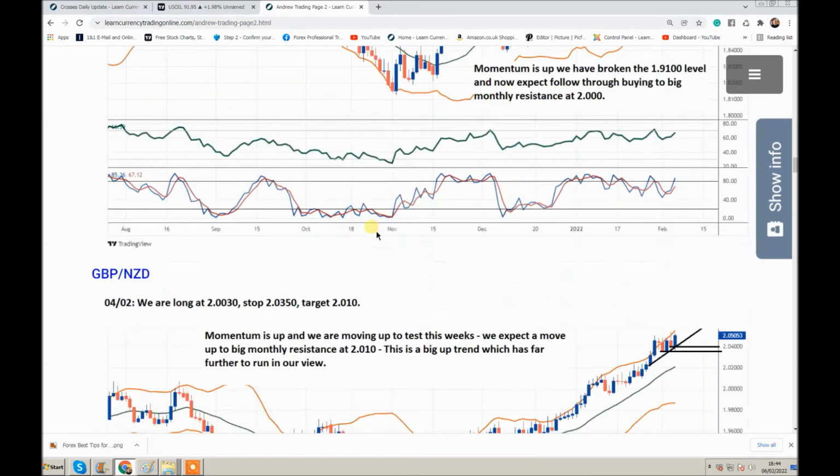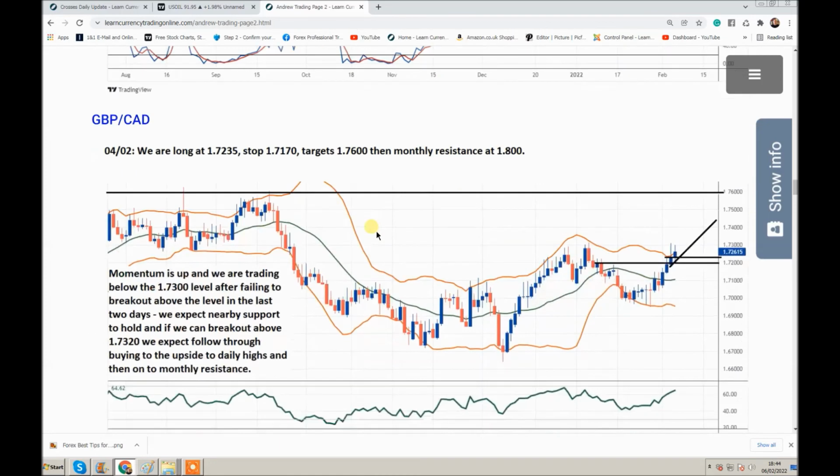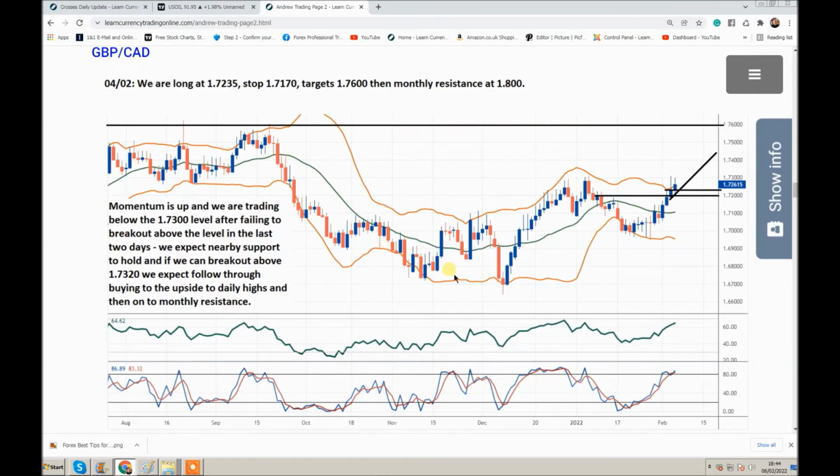GBP CAD is my next pair. Now, in terms of GBP CAD, we were long in the weekly forecast I did last week. We did bank out 150 pips, and then we wanted to come back in, and we did it at 172.35. So here, we got a bit there. Came in, we did exhaust. Then we're a little bit firmer on Friday. So basically not too far away from our entry.